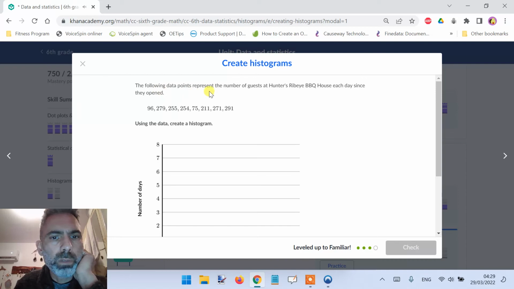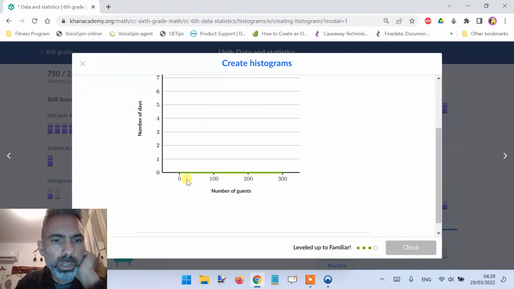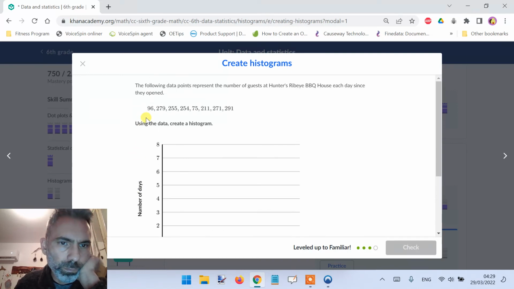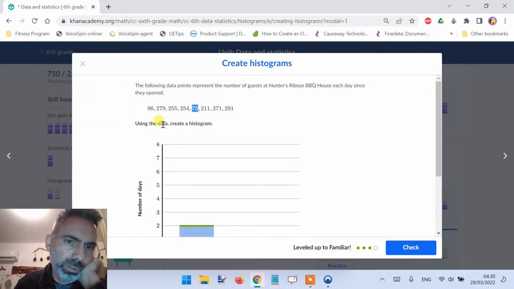The following data points represent the number of guests at Hunter's Ribby Barbecue House each day since they opened. Okay, 96, 279, 255, and so on. Using the data, create a histogram. Okay, so between 0 and 100, we have 96, and we have 75. So it's 2 days, number of days.